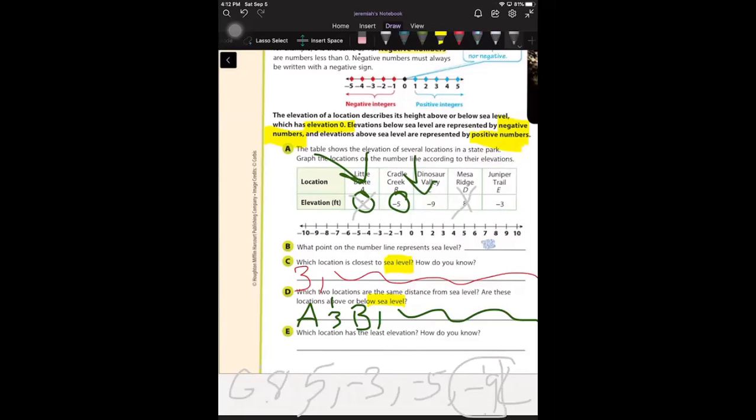So which location has the least elevation? It's Dinosaur Valley, which is C. How do you know? We just went over it. From greatest to least, it goes boop, boop, boop, boop, boop. And 9 is the furthest away from 0. So you know the answer to that. Great. Now that we have that all complete, that is the first page.